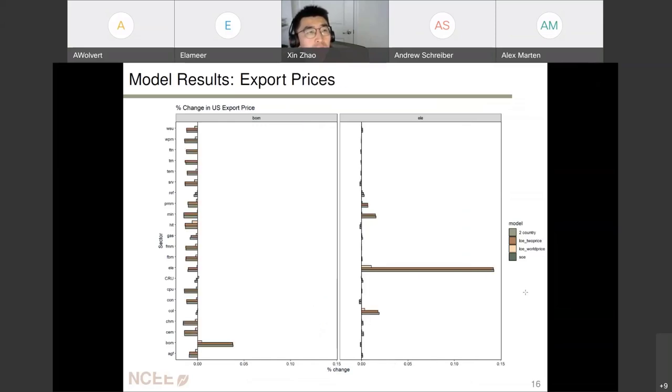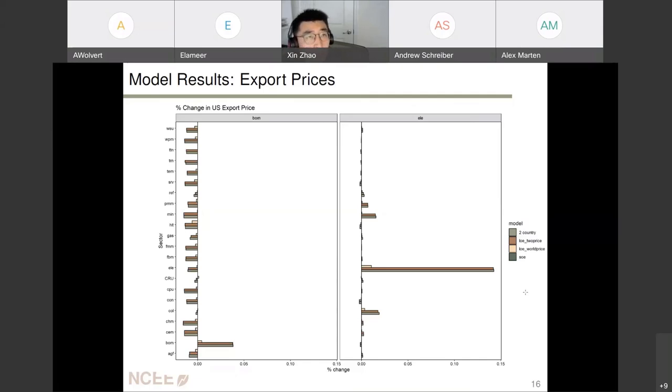So here, this is illustrating what the price impacts are of the policy scenario. Again, on the export side, the two country model results and the large open economy single country two price simulation are virtually identical. So we're able to capture the international trade linkages without actually representing the rest of the world here quite well. There are slight changes here.